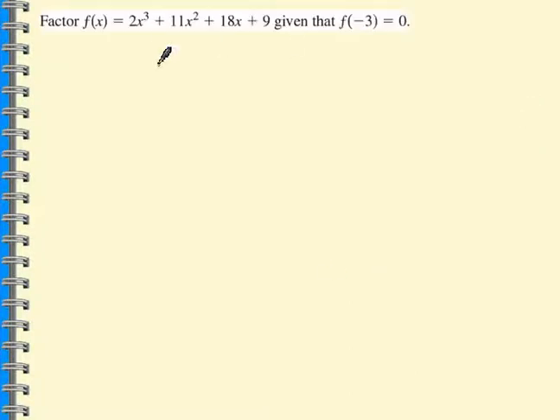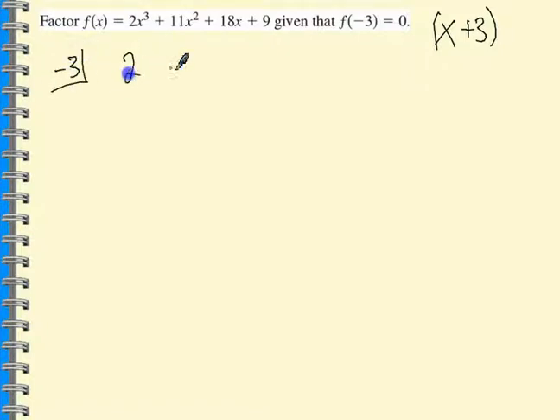All right, let's look at how that helps us here. So we want to factor this polynomial given that f of negative 3 is 0. So we know that f of negative 3 is 0. What that tells us is x plus 3 is a factor. Okay, well, if x plus 3 is a factor, let's divide that part out of the polynomial. So let's use synthetic division.